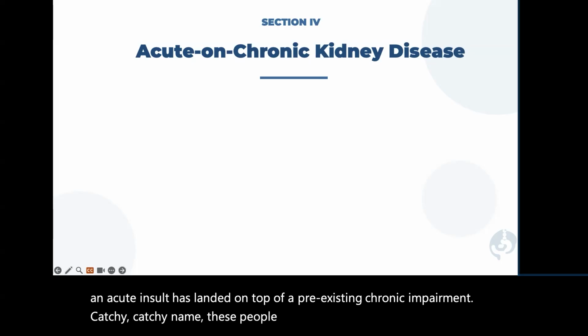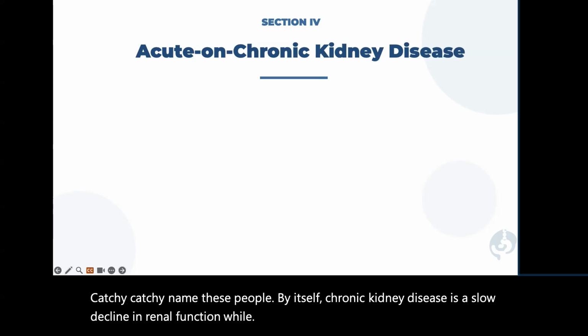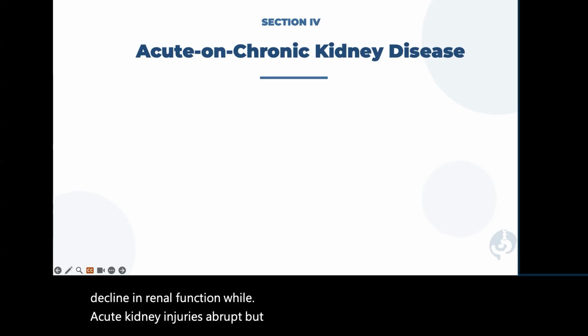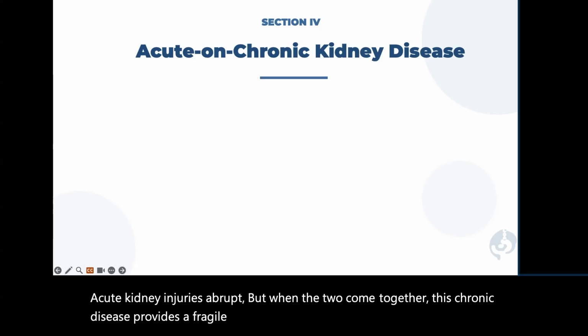By itself, chronic kidney disease is a slow decline in renal function, while acute kidney injury is abrupt. But when the two come together, this chronic disease provides a fragile baseline. So even small acute changes can cause dramatic shifts in laboratory findings.